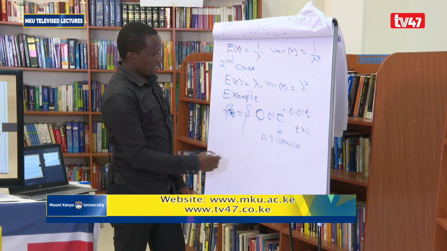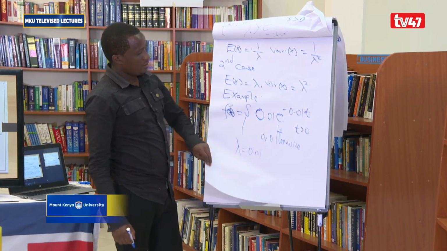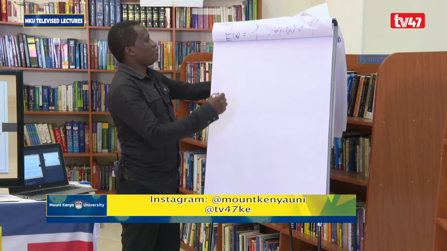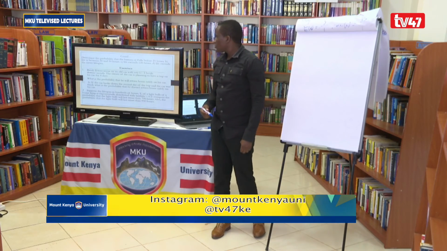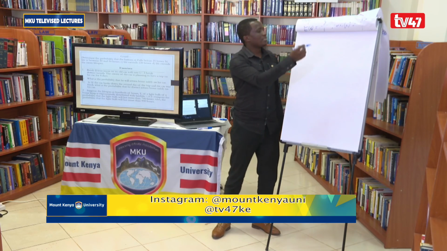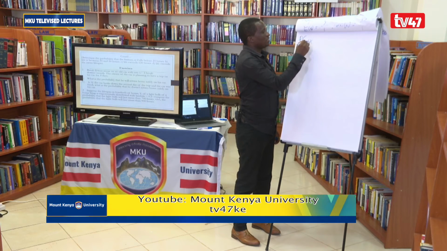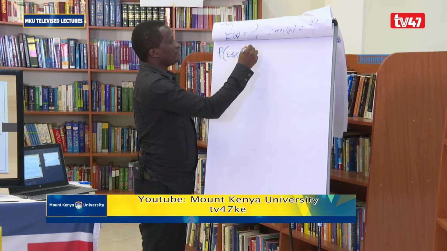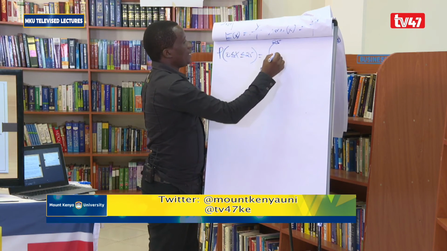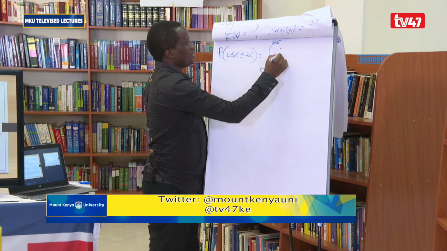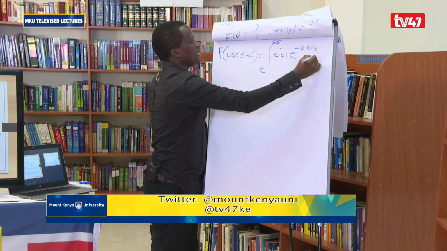So in this case, then, we are saying that lambda is 0.01. And therefore, if we want to look at the probability that it falls before 25 hours, then it means that we are looking at the probability that x lies between 0 and 25, which is actually the integral from 0 to 25 of f of x, which is 0.01 exponential negative 0.01 t dt.